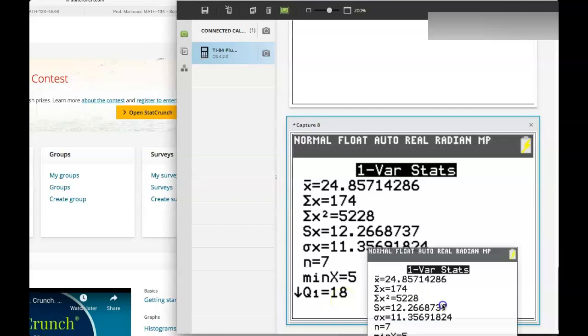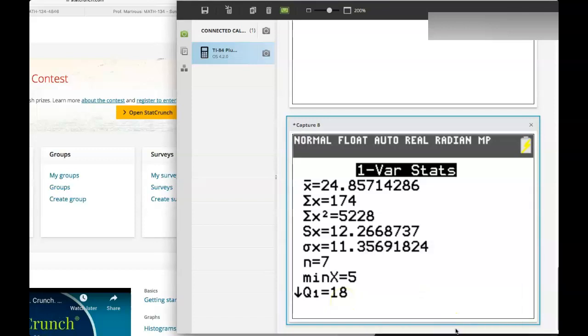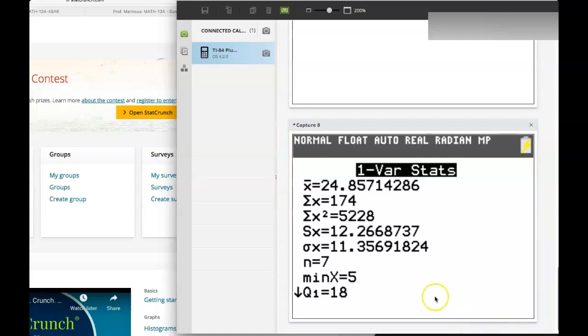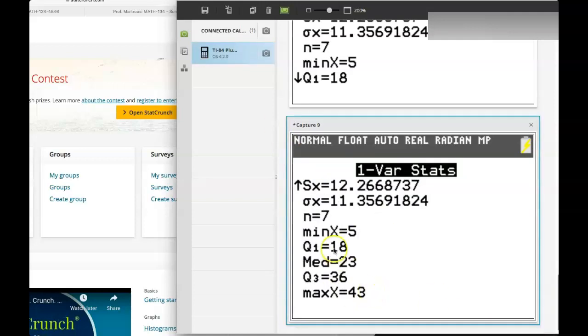Scroll down. Okay, scroll down. Here you can find the median. Median is 23. So we got exactly the same thing for part A, example number 3. The answer for the median was 23.